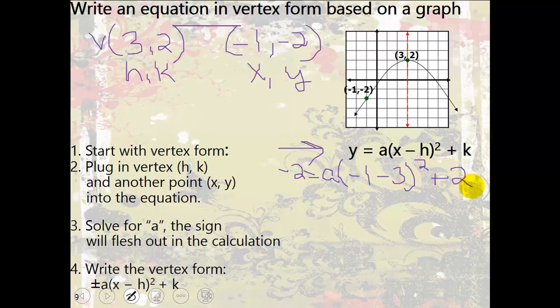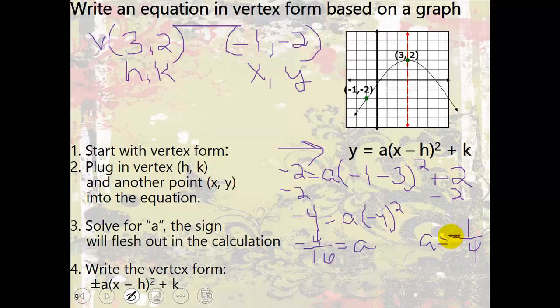I'm going to subtract 2 from both sides. So I get negative 4 is equal to a times negative 4 squared. Well, this becomes 16. So I get negative 4 over 16 equals a, which is a equals negative 1/4. Now I have a negative sign, so that means this is going to open down, and it does. So my equation is y equals negative 1/4 times (x minus h) squared plus k. And there's my equation.